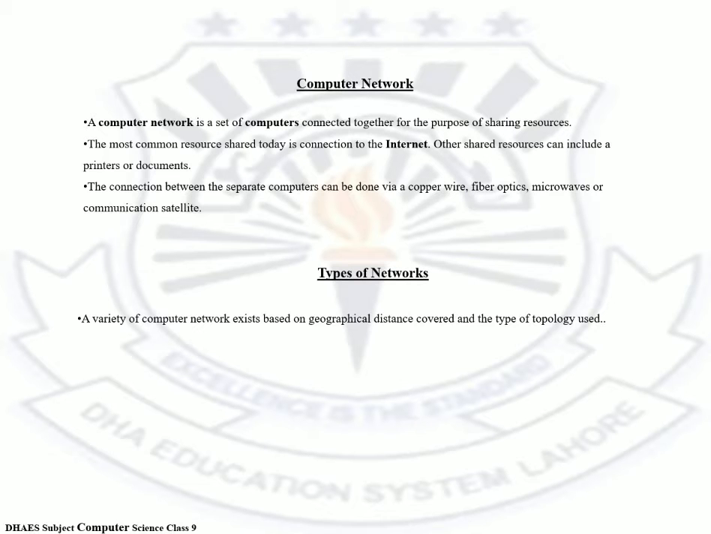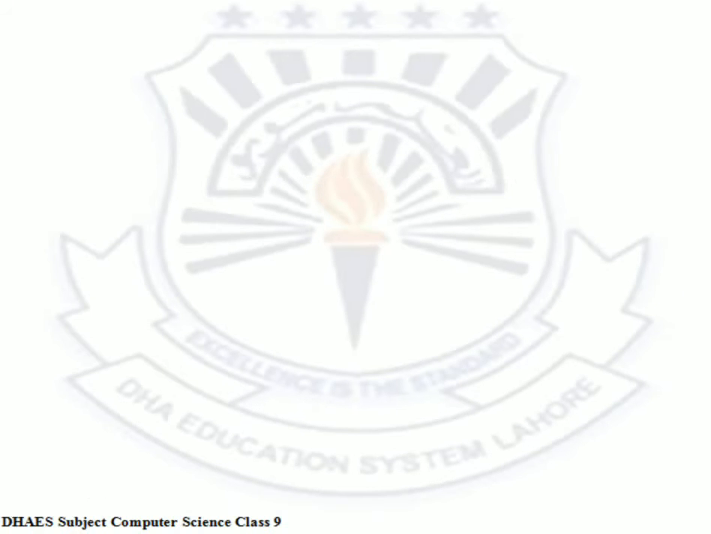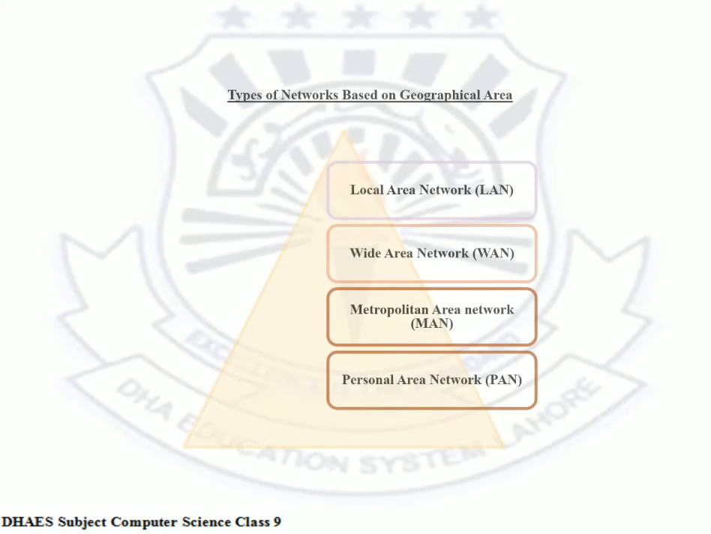Types of networks. A variety of computer networks exist based on geographical distance covered and the type of topology used. In this lesson, we will only discuss the types of networks based on geographical area covered. Objective number 2: identify the types of networks based on geographical area. Based on geographical area, there are 4 types of networks.